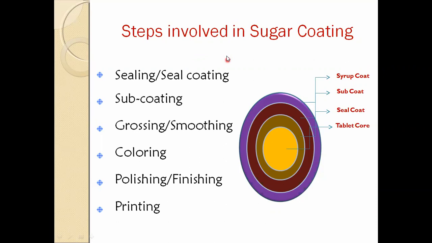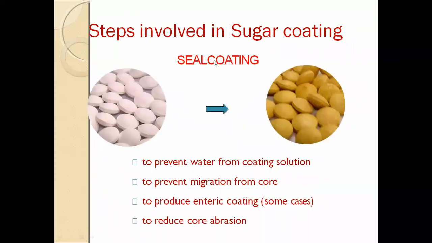How many steps are involved in the sugar coating process? Six. Okay. Normally you will find that there are six or five processes. Normally five processes are there. If you need to print something, only then will you have the sixth step. Now let's see the various steps one by one.